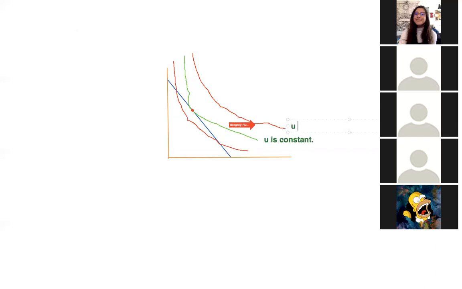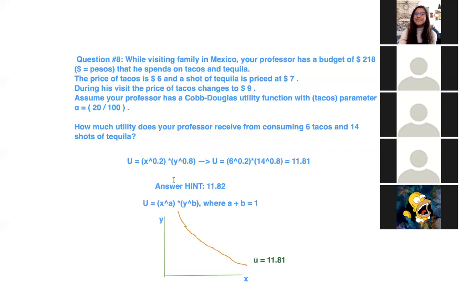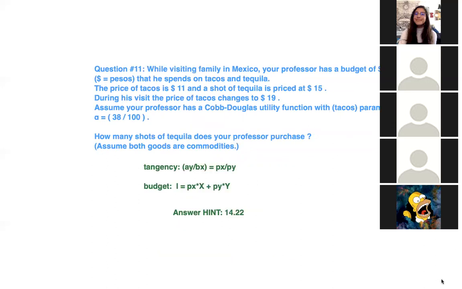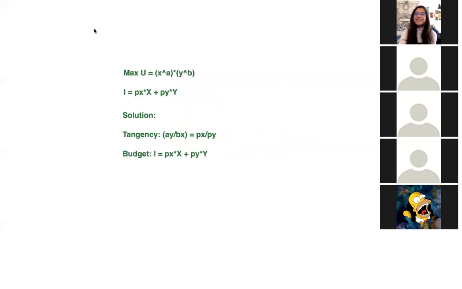Like, let's say U is equal to 10.25, kind of like we did in our example earlier, where we found out that here in this first problem utility was equal to 11.81. So I don't know if you remember that or not. But in general, we know utility is going to be constant, but we don't know what it's going to be, right? So let's take a look at utility in a little bit more detail. So this is about developing the tangency condition.